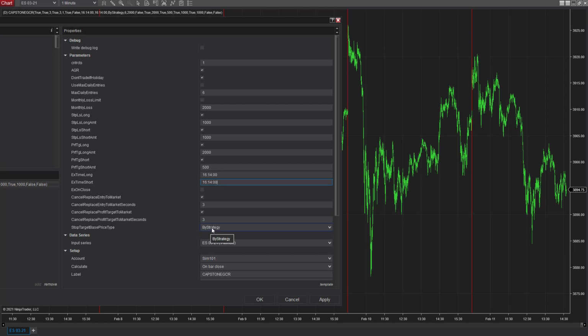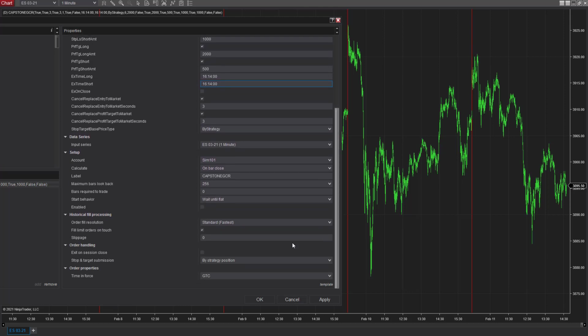And stop target base price should be based on the strategy, not your fill. We don't want to change the exit prices based on where you're filled. We want to go with what was back tested. We want to base the exit signals on the actual strategy signal. And then once you do that, you can match all these other settings.